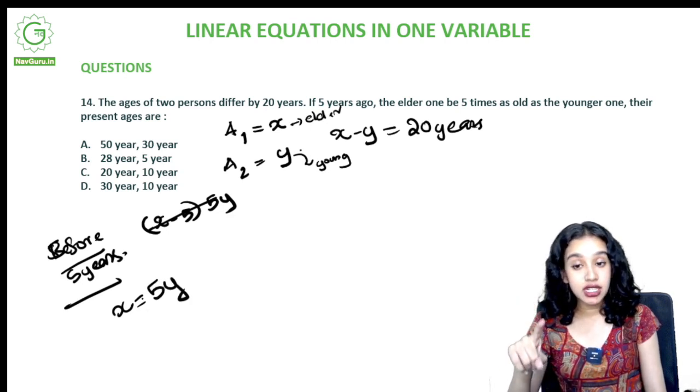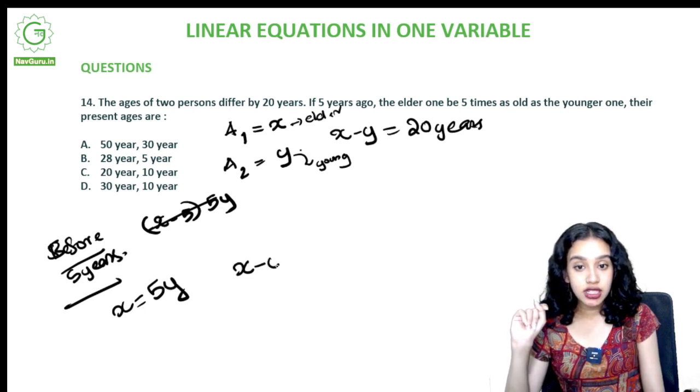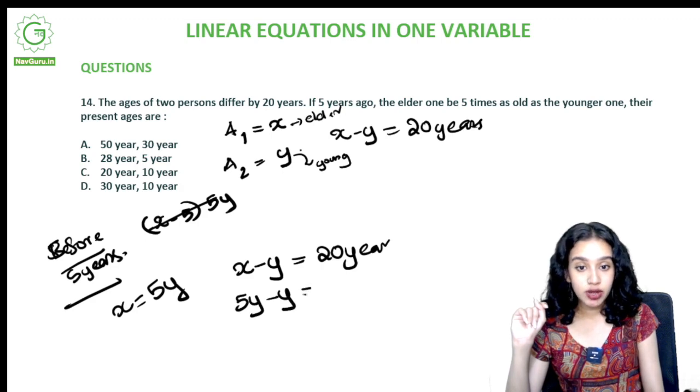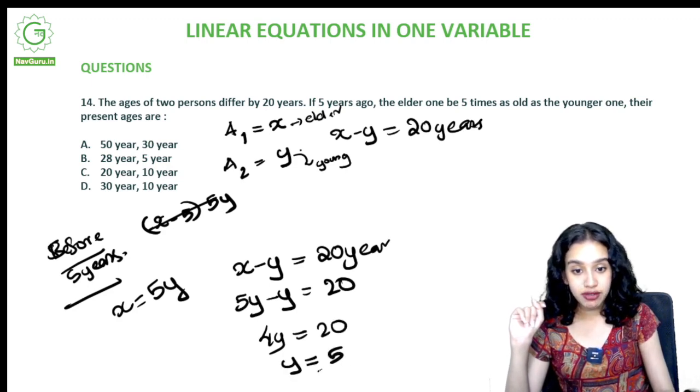From here we get a relation, X is equal to 5Y, and we know the difference between their ages is 20 years. So X minus Y is 5Y minus Y, which is equal to 20. What is 5Y minus Y? We get 4Y is equal to 20, and Y is equal to 5.